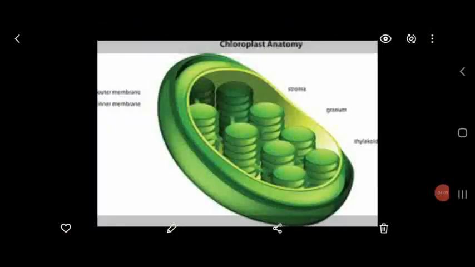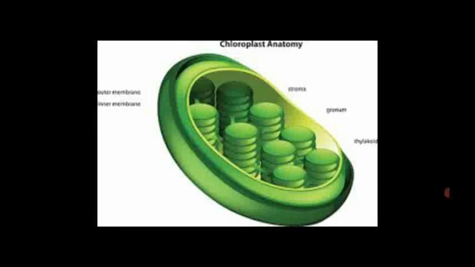Dear students, this is the diagram of the chloroplast, where photosynthesis takes place. At the center, there is a structure arranged in the form of a stack of coins, rupee coins, that is called thylakoids. In these thylakoids only, the photosynthetic functions take place.